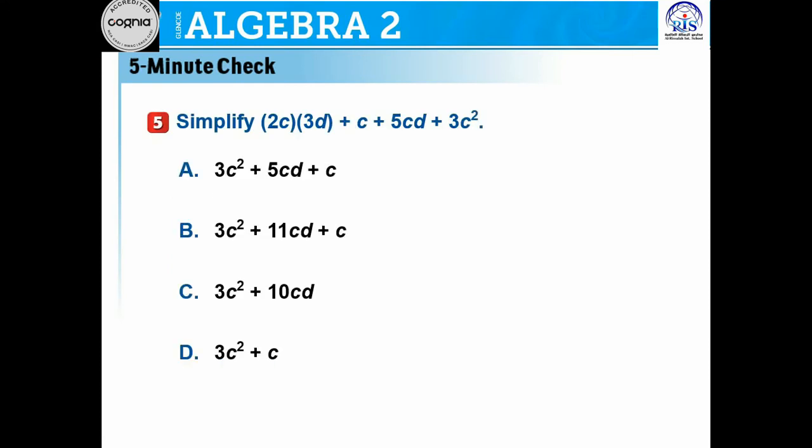Simplify 2c times 3d plus c plus 5cd plus 3c squared. Of course, here first we do multiplication. After we make multiplication, we add or subtract the like terms. What is the meaning of like terms? Like terms are terms that have the same variable and same exponent. The answer will be 3c squared plus 11cd plus c.